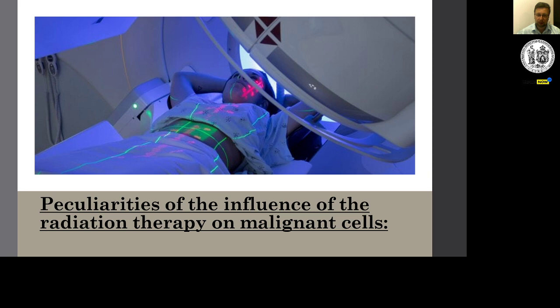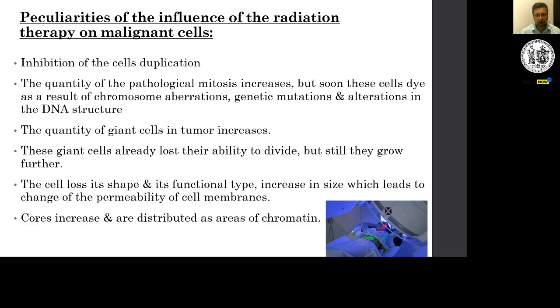If we talk about the peculiarities of the influence of radiation therapy on malignant cells, we must mention that one of the main effects of ionizing radiation on tumor cells is inhibition of cell duplication. Also, we may note that the quantity of pathological mitoses increases under the influence of ionizing radiation, but soon these cells die as a result of chromosome aberrations, genetic mutations, and alterations in the DNA structure.